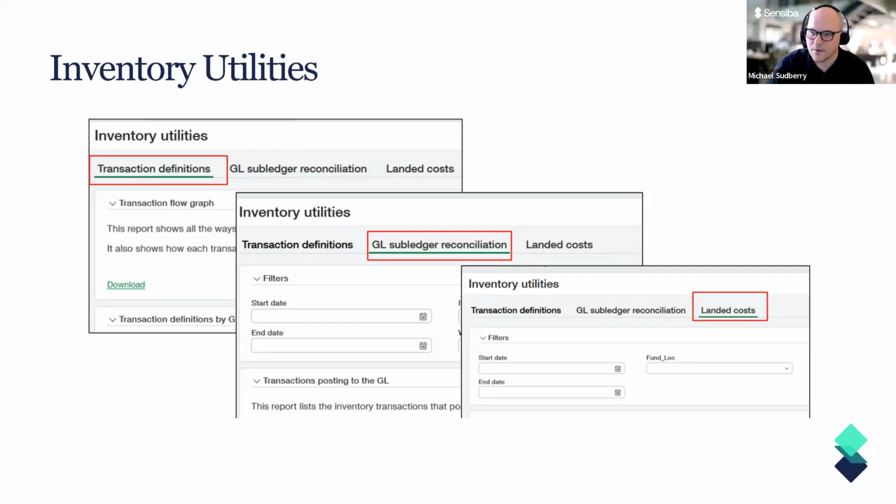Yeah, that's definitely a big one. Even the GL subledger reconciliation. If anything ever gets off there, it's great that there's all that added visibility to help you get to where you should be. Yeah.